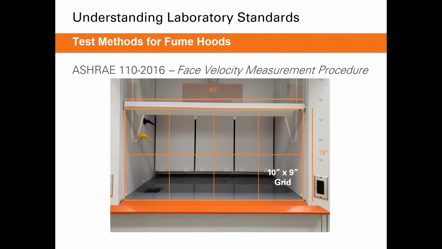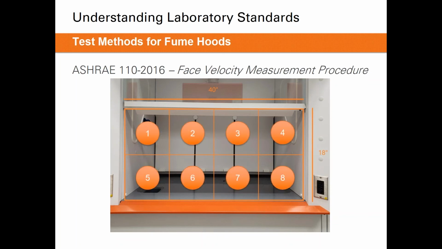So taking this into account, if we have a fume hood that has a 40-inch width and our design height is 18 inches, according to the standard, what we'll do here is divide this up into 8 individual grids, or 8 individual rectangles, with dimensions of 10 by 9 inches.